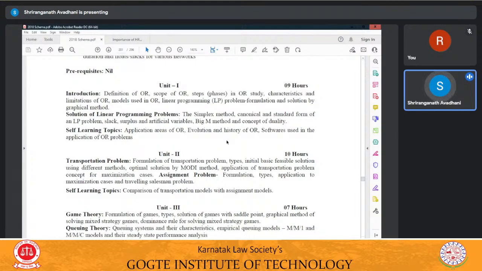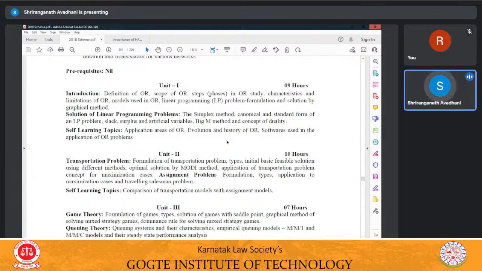Then we'll be studying the application of the transportation problem for maximization cases, how a particular transportation problem or the statement changes with respect to maximization type problems. This entire transportation unit, as I said, is analytical, and you can expect a problem of almost 15 to 20 marks based on these transportation models.